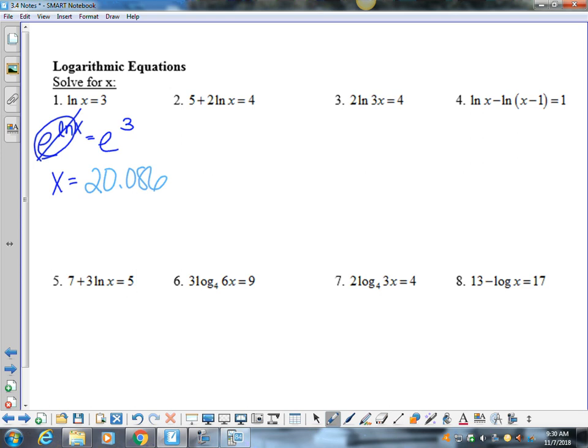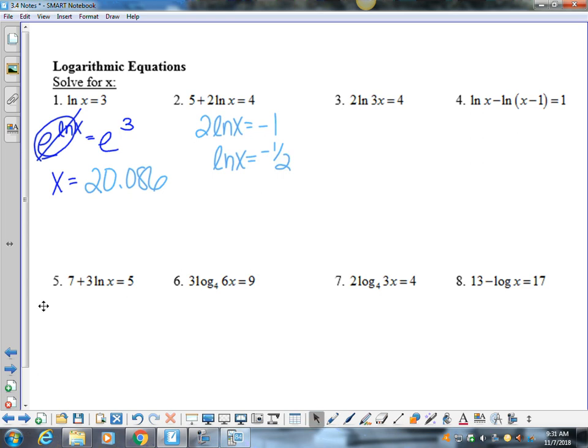Are we okay? Okay, number 2, same problem, just has some extra stuff, some fluff around it that we need to clean up. What are you going to do first? Subtract the 5. Divide by 2. Now that you've prepped him, he's ready. That is an ln function, so you are going to what? You're going to e it because that's his base. You're going to exponentiate him with an e.